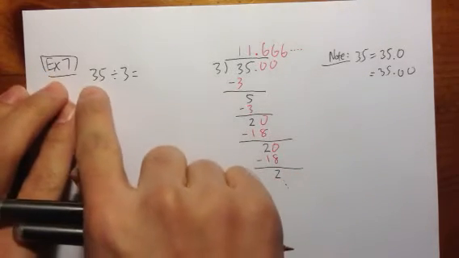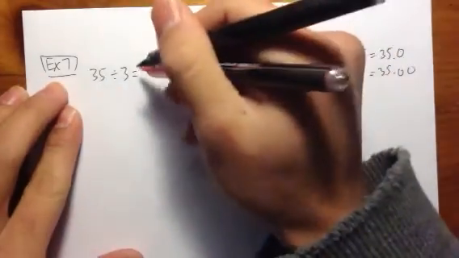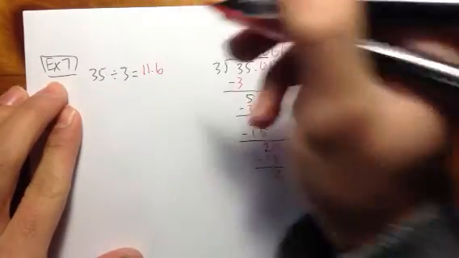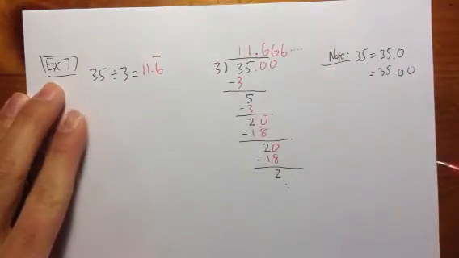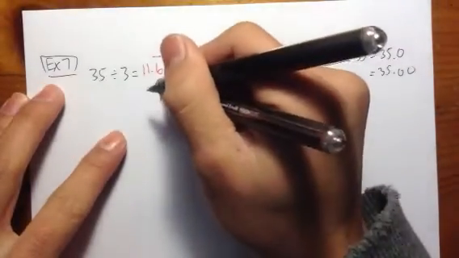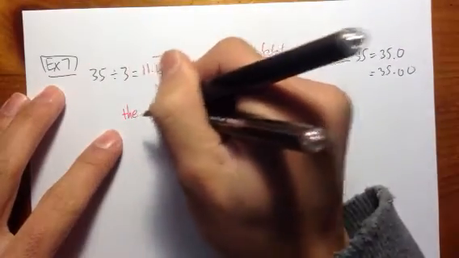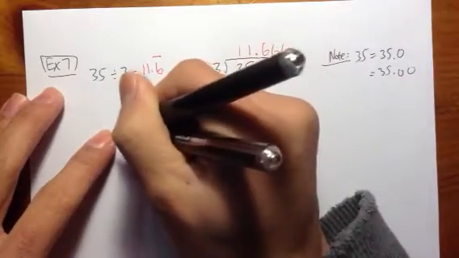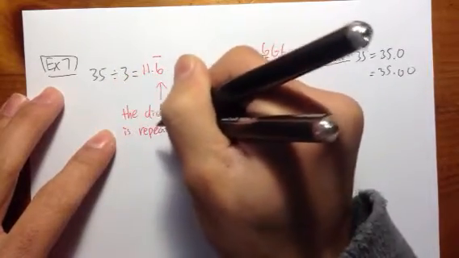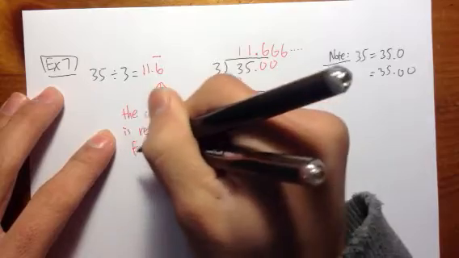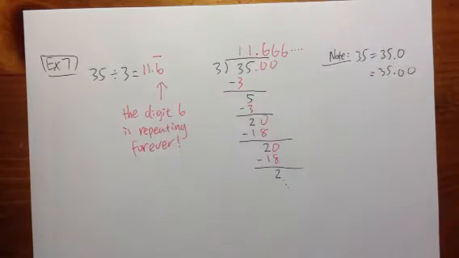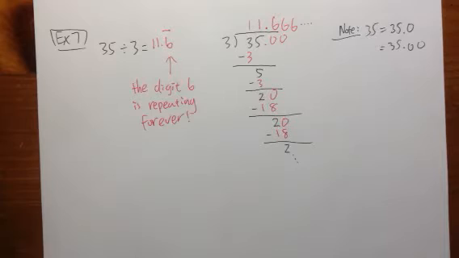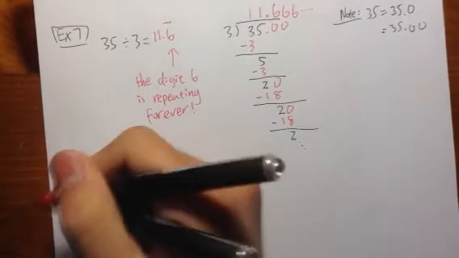So in this case, we can just say 35 divided by 3 is equal to 11.6. And since the 6 is repeating, I can put a bar on the top of the 6. I'll make a note right here. The digit 6 is repeating forever. So that's what the bar stands for, right? Just like example number 6. Okay, continue with example number 8.